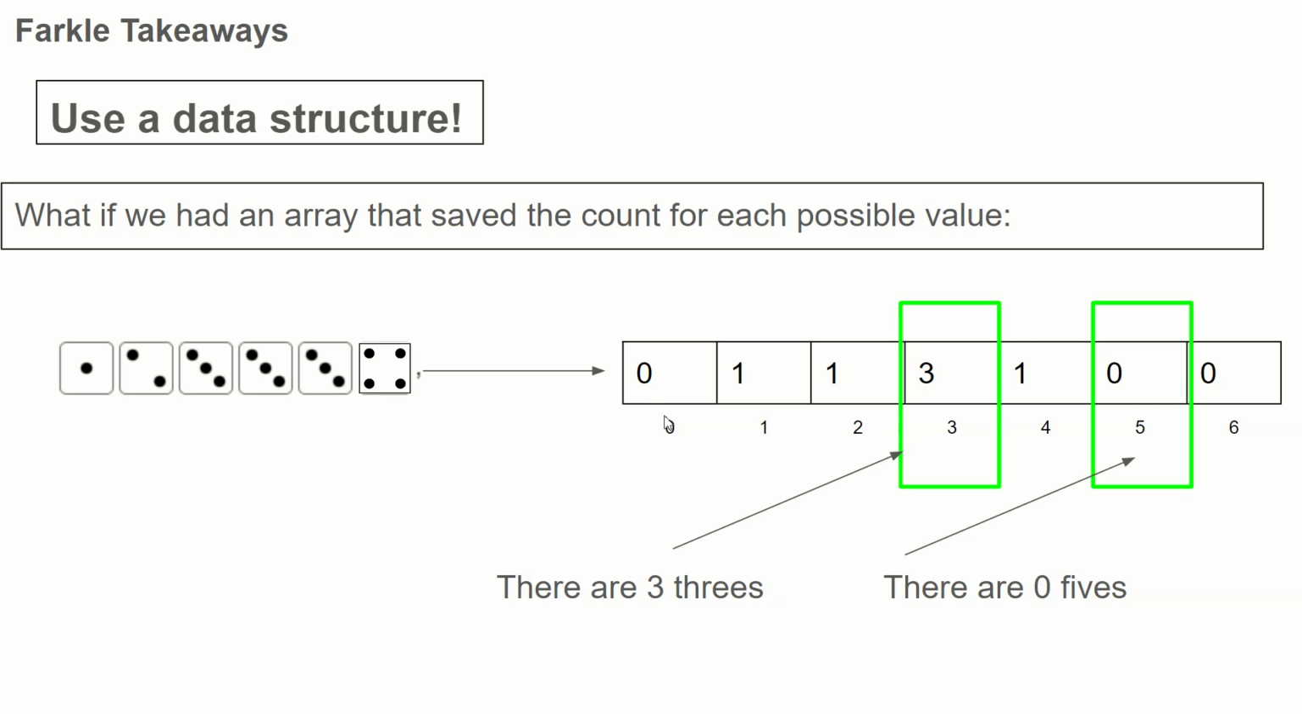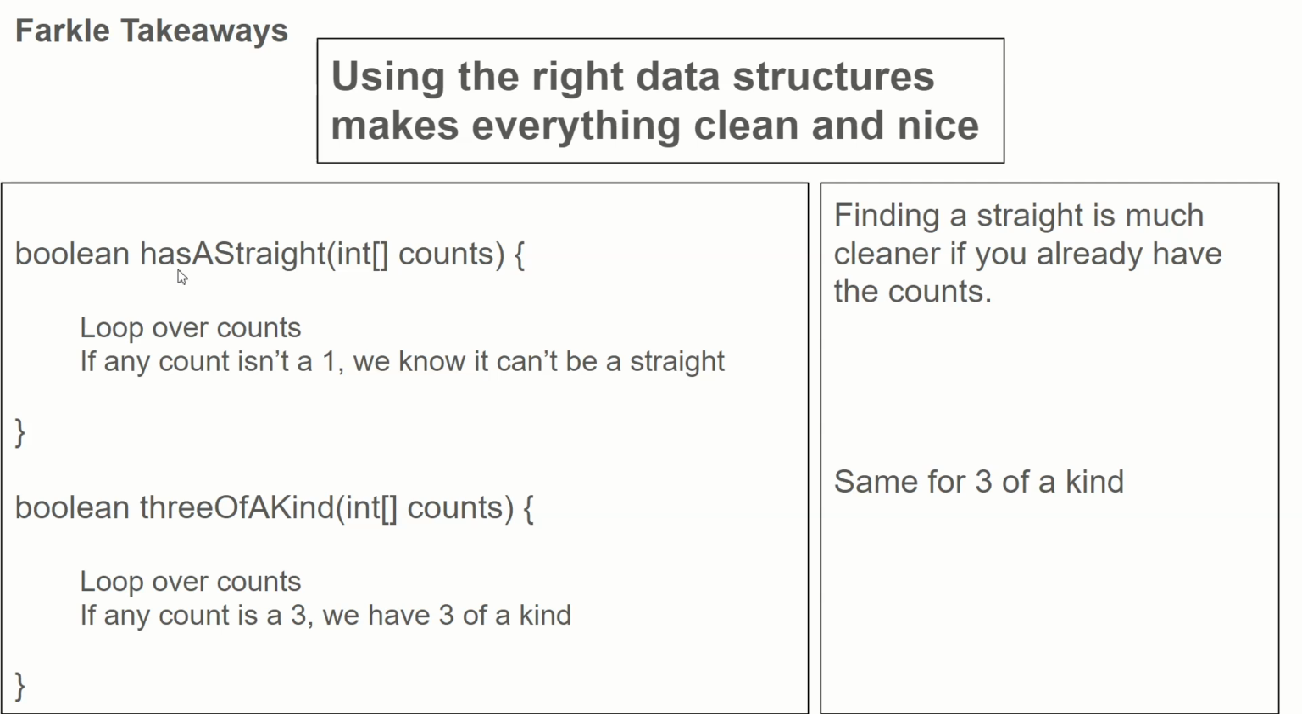So if we have an array which has all the counts, this makes all the problems much easier to think about. If I want to check to see if there's a straight, think about what you expect to see in counts if you have a straight. You should see that the count of every single value is 1, because you have 1 one, 1 two, 1 three, 1 four, 1 five, 1 six.